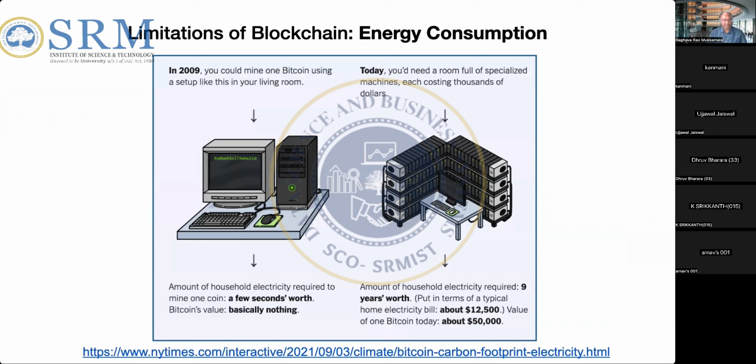Let's also compare a bit more. I think this is from the New York Times. In 2009, you could easily mine Bitcoin using your personal computer, right? At that time, the electricity required for Bitcoin mining was like a few seconds of household electricity. So if you were using your home electricity connection for mining, it was a few seconds of energy consumption. This was in 2009.